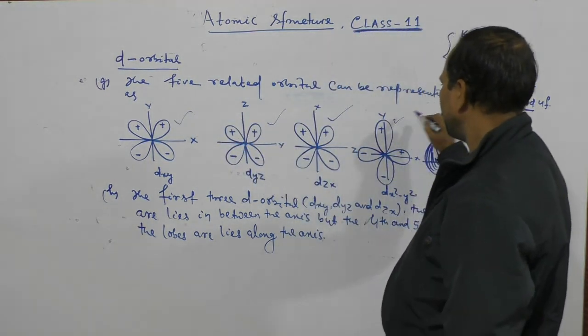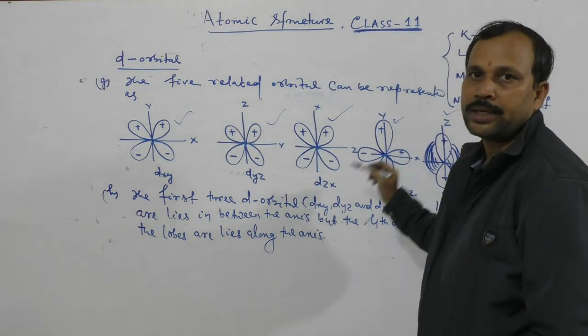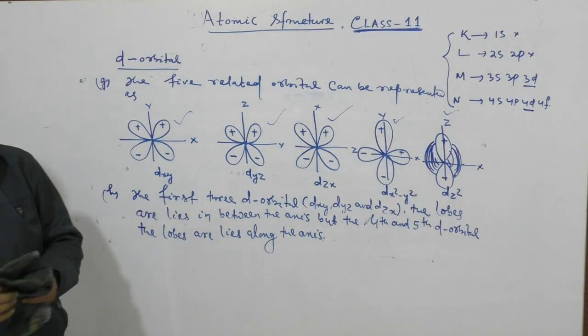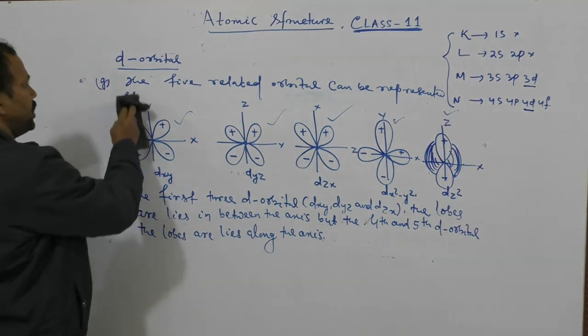But in the fourth and fifth d orbitals, the lobes lie along the axis. This is the idea about d orbital or d subcell.